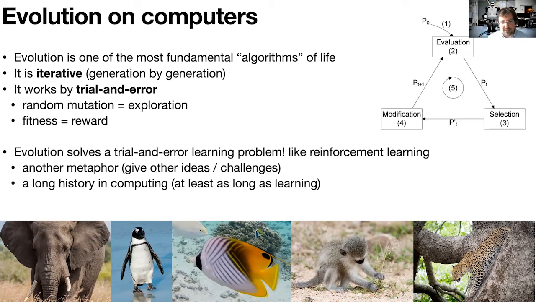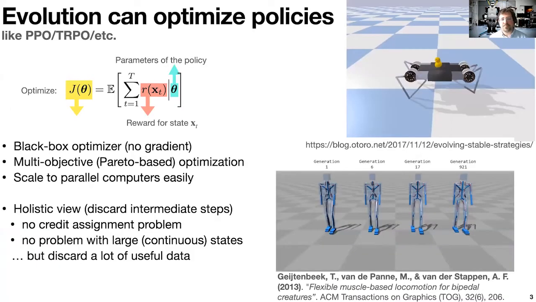So of course, in these 2 hours, we will not cover everything. It's a very rich field with tons and tons of ideas. We will just give a very simple overview. So why do we want to talk about evolution in this specific school? First, it's clear to me that evolution can optimize policies in the very same way as reinforcement learning does, especially for control problems. So it's an interesting optimizer, a black box optimizer.